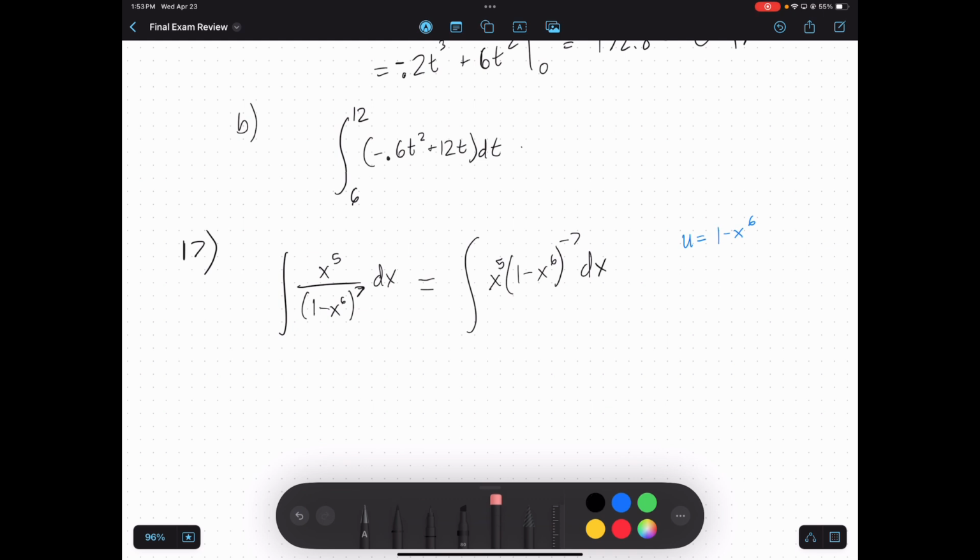By just finding the derivative of my substitution here. So I get du is equal to negative 6x to the 5th times dx. So I can just find du and dx by using that idea of differentials and then solve for dx.